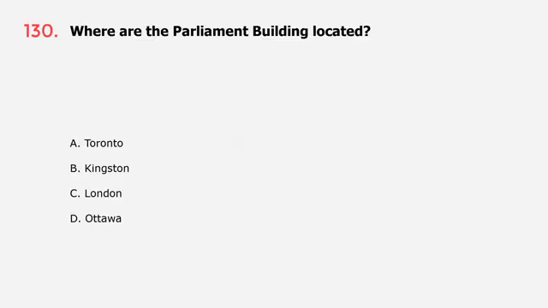Question 130. Where are the Parliament buildings located? A. Toronto. B. Kingston. C. London. D. Ottawa. The answer is D, Ottawa.